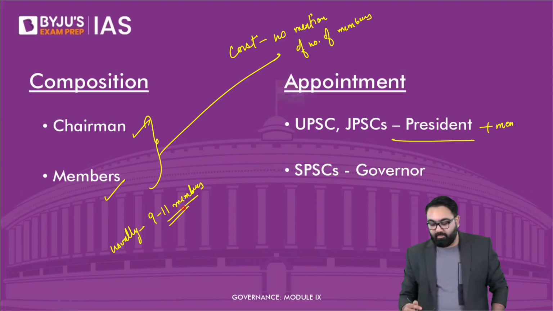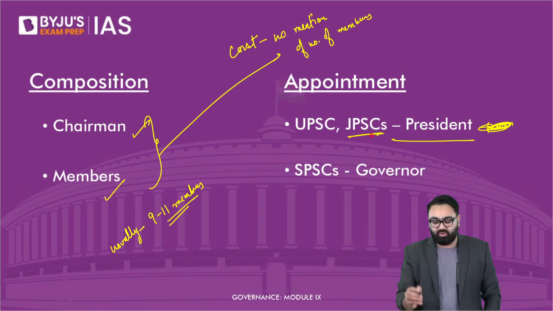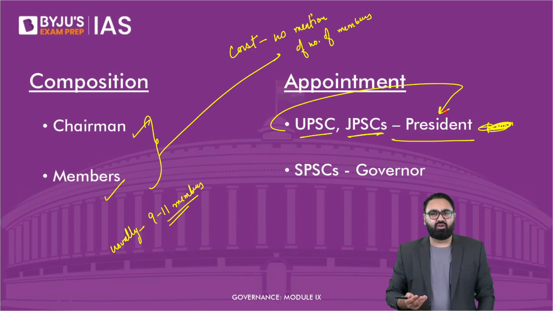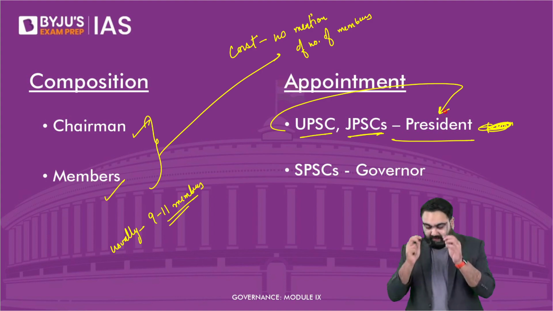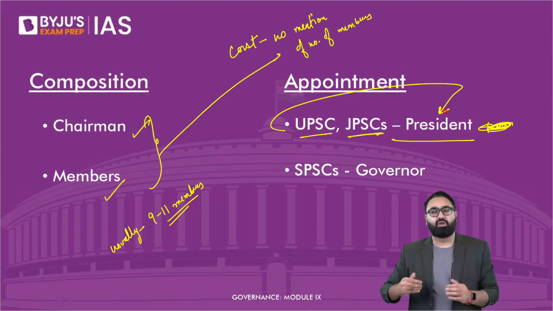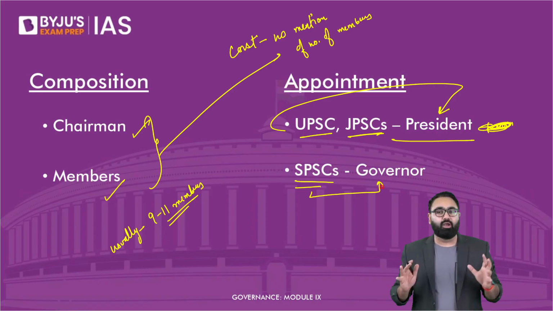What about the appointment part? For the JPSC, that is the Joint Public Service Commission, because 2 or more states are involved, and for the UPSC, appointment is done by the President of India. The President is given some names by the Union Council of Ministers. They give names of officers that they like, and based on those names, the President appoints the members of the UPSC or the Joint Public Service Commission. For respective individual State Public Service Commissions, their governor will appoint. That is the appointment part.